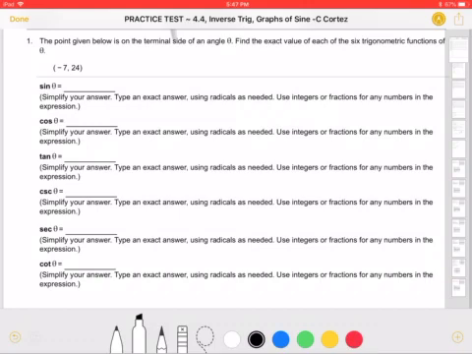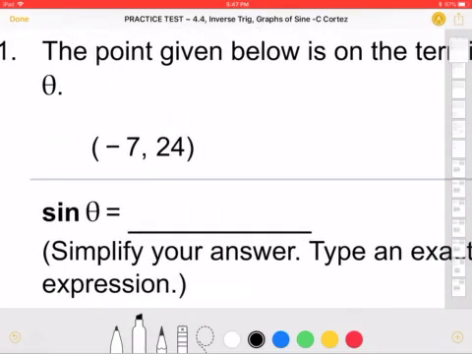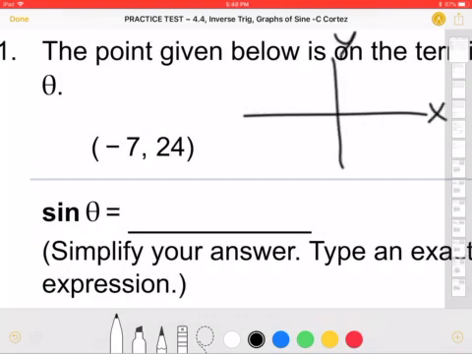This first problem has you given this point of -7, 24 on the terminal side of an angle theta. Find the exact value for each of the 6 trig functions of theta. So we know that we're given this point here, like an xy point. So the first thing I would do in this case is draw out what this would look like. It doesn't have to be too crazy. You can draw a simple xy plane.